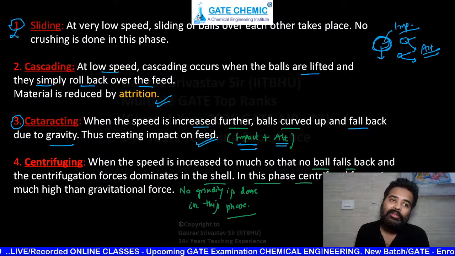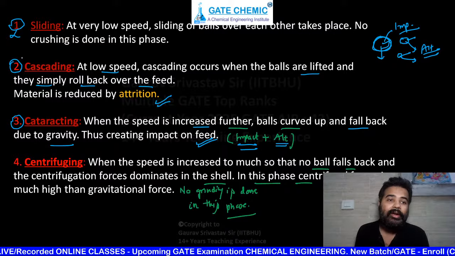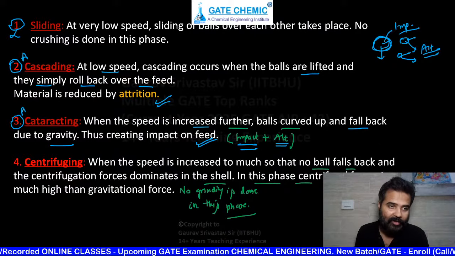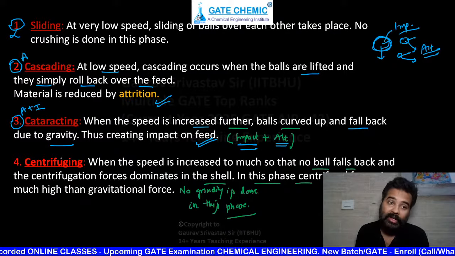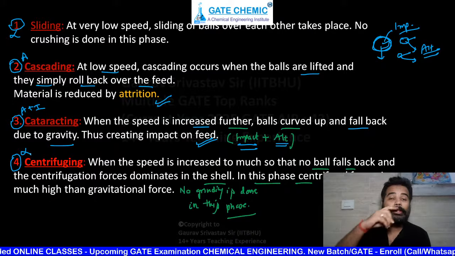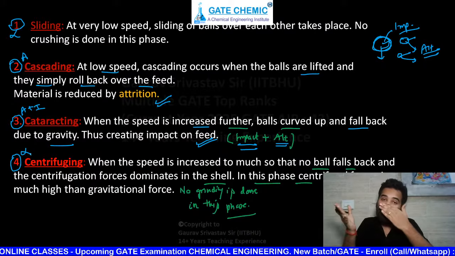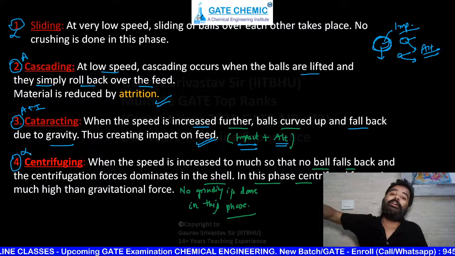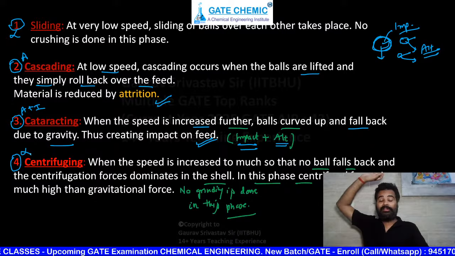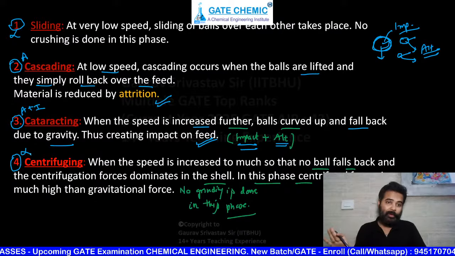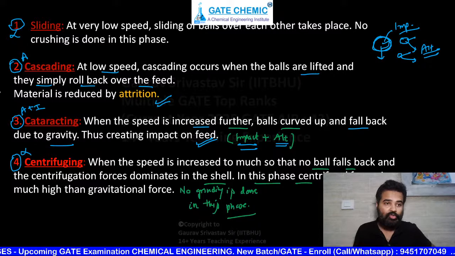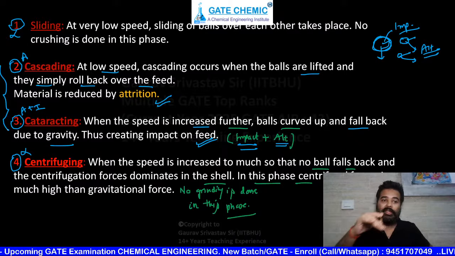In sliding, nothing is there. Here only and only attrition is present. Here attrition and impact both are present. In centrifuging, nothing again, because the balls neither roll over nor do anything, they just stick to the wall. Very high speed centrifuging. This is not a desirable condition. It is not at all desirable. So our work goes between these two. Our work runs near this range.